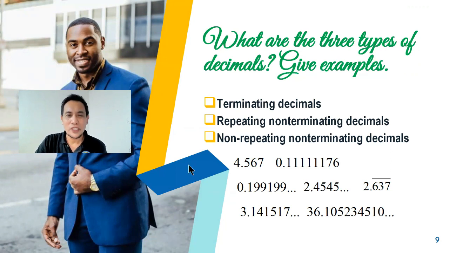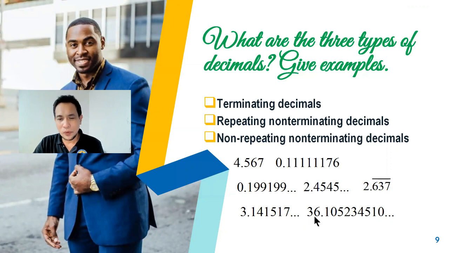Okay, all right. Now for non-repeating, non-terminating decimals. The examples of non-repeating, non-terminating decimals are 3.141517 and so on. Notice that there is no repetition of digits, or there is no pattern of repetition. So that's why we consider this as non-repeating, non-terminating.